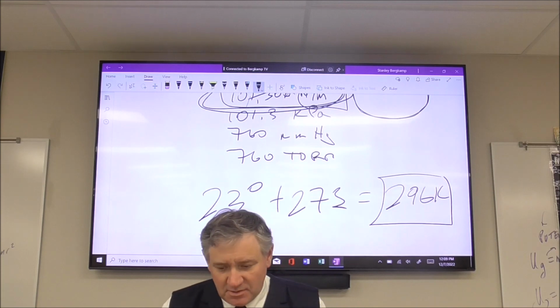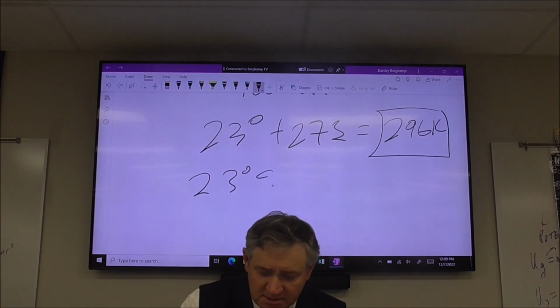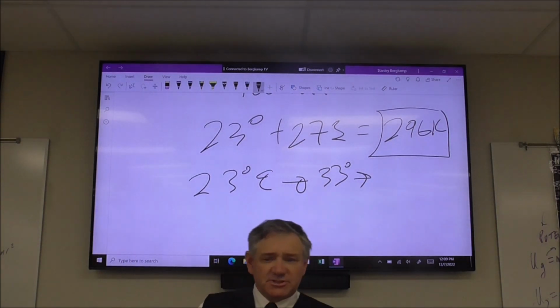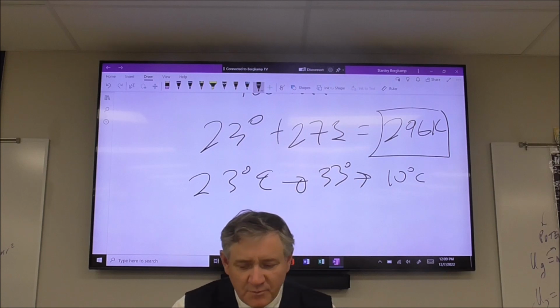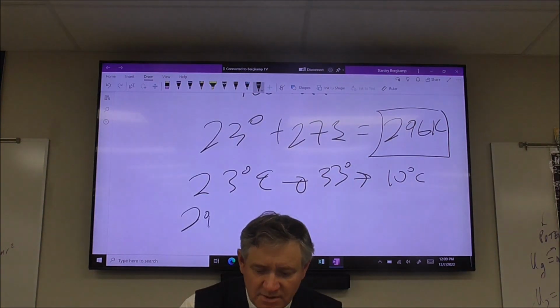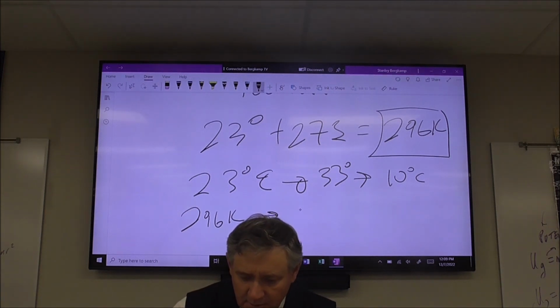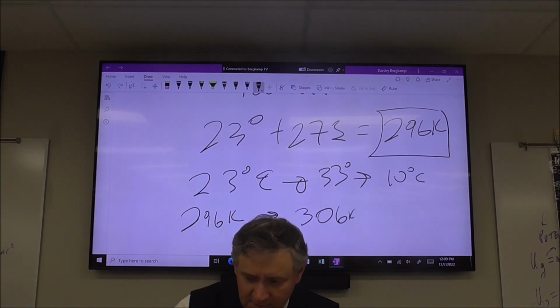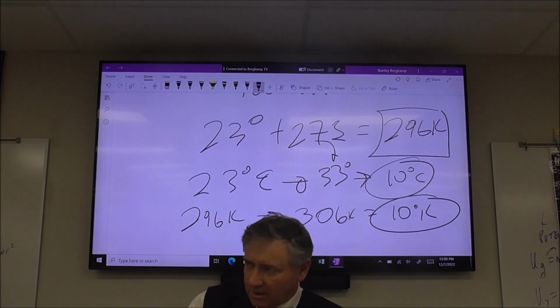Now, an interesting thing happens on the way to the change in temperature. So we went from 23 degrees Celsius to 33 degrees Celsius, right? Temperature change. It changed 10 degrees Celsius, true? Now, if we're in Kelvin, that's 296 Kelvin, and we're changing that to 306 Kelvin, okay? If I add 273 to 33, I get 306. So notice that's a 10 degree change in Kelvin.